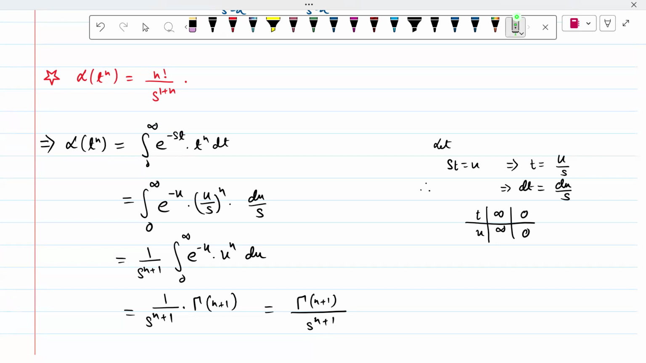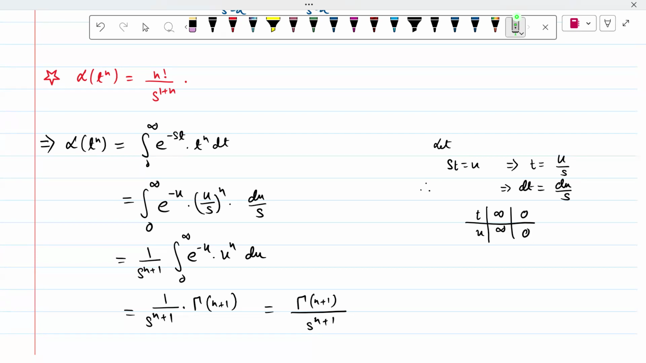Now we substitute st equal to u. So if we take st equal to u, then what is the value of t? t can be written as t equal to u by s. Now differentiate: dt equals du by s. Now we change the limit. If t equals infinity, then s into infinity will be infinity, so the limit of u will be infinity. And if t equals 0, then s into 0 is 0, so the limit of u is 0.